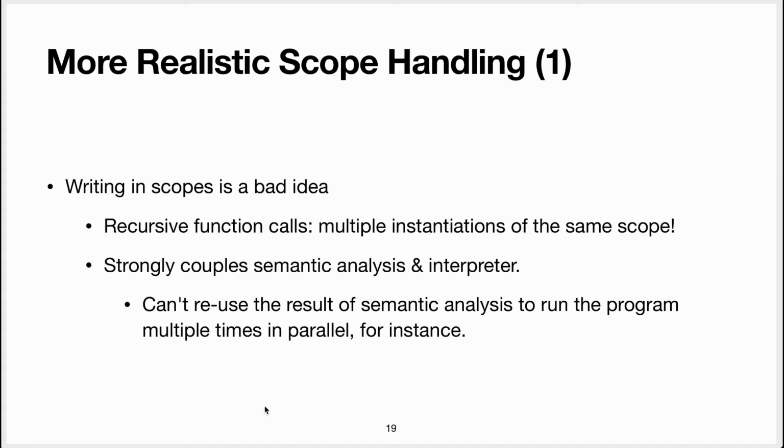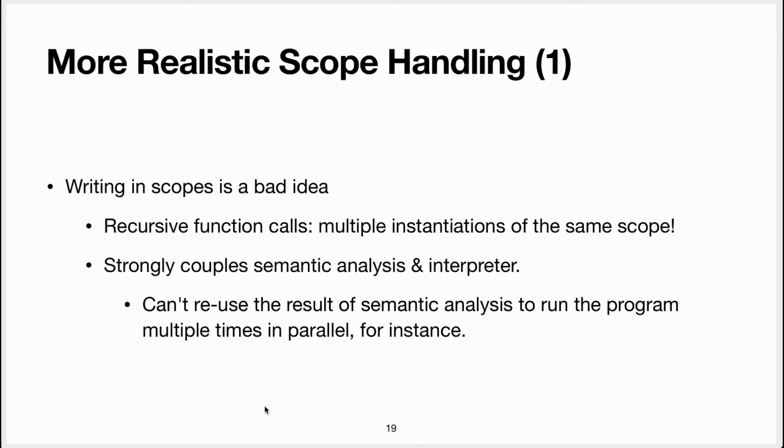The main issue is that if you have recursive functions, there are going to be multiple instantiations of the same scope. So say you have a recursive function called foo, and it has a variable x, and foo calls itself. When you enter the body of foo for the second time, there's going to be two versions of x: the version of x that's in the first call and the version of x that is in the second call. If you write in the same scope, you're going to overwrite the value of x, which is going to make your program incorrect. And typically you want to have recursive function calls, so this is always a bad idea.